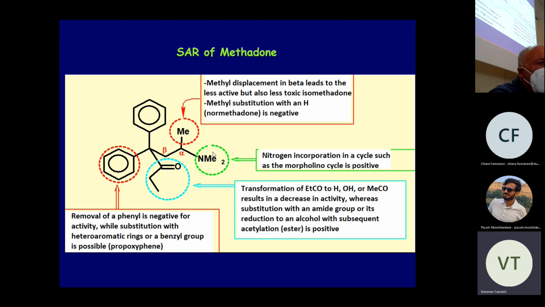You see, nitrogen can be incorporated in a cycle, okay. The methyl group in alpha position is important. Normethadone, the compound without this methyl group, is less effective than methadone. Important are the 2 phenyl rings, and also important is the lipophilic side chain.